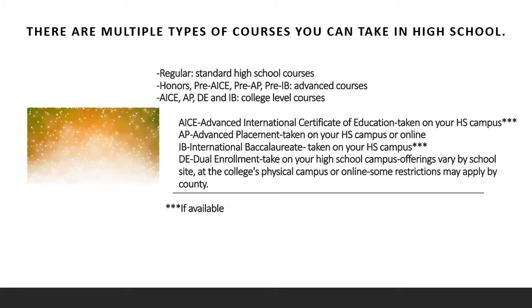And then DE, which stands for dual enrollment. Dual enrollment courses can be taken on your high school campus. Those offerings are going to vary school by school, district by district. They can also be taken at the college's physical campus or online. Some restrictions and eligibility criteria are going to apply, so it'll be important for you to check with your county website or your high school counselor.